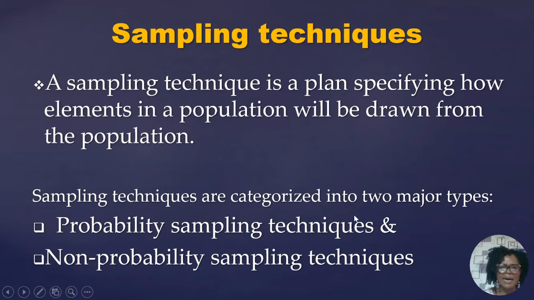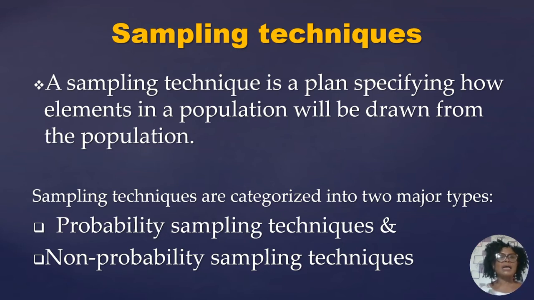Sampling techniques are categorized into two major types. We have the probability sampling techniques and we have the non-probability sampling techniques. Whenever you want to sample, you may decide to go with probability or non-probability sampling techniques. Naturally, in scientific research, we know that once you apply probability sampling techniques, you are using the best. It's the most standard. It will give you a good sample and it will reduce error.